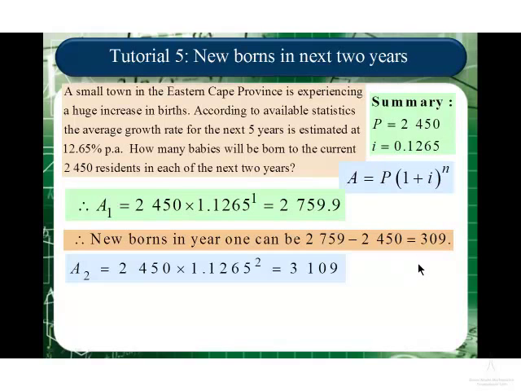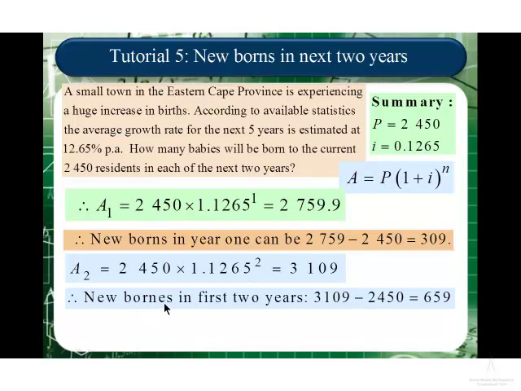For the 2-year period, that is when n is equal to 2, we can calculate the estimated number of people after 2 years using our growth formula, substituting the values, and we get 3,109 people. Now the newborns in the first 2 years will be 3,109 minus the initial population, which gives us 659 babies that were born over the first 2 years.